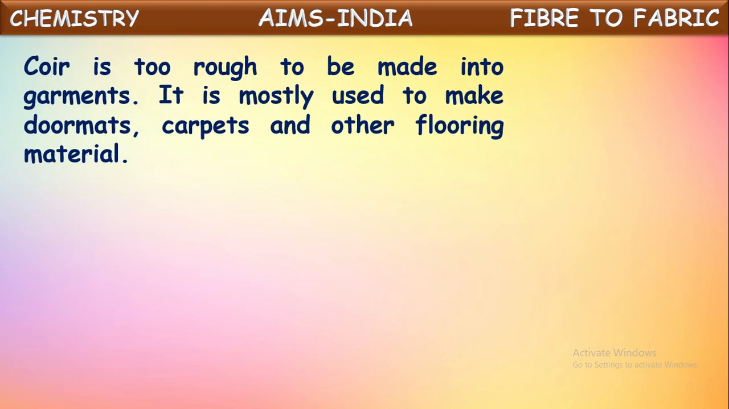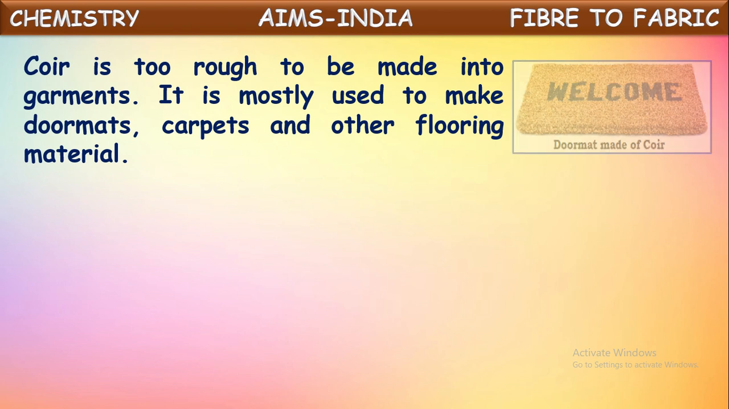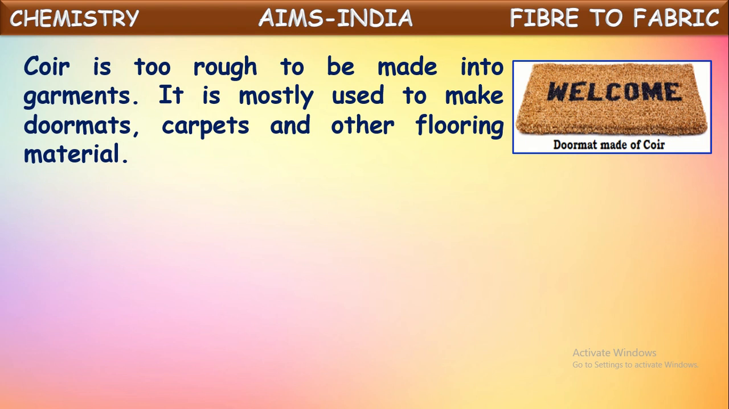Coir is too rough to be made into garments. So it cannot be used for making garments, just like the jute. That's why it is mainly used for making doormats, carpets, and other flooring material. These all are made with this coconut coir.